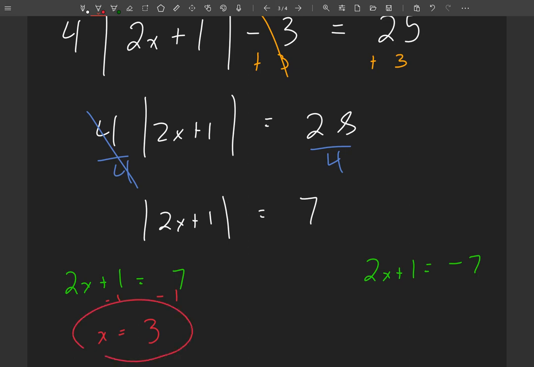All right, over here, let me go a little slower. If I subtract 1, I get 2x equals, that's negative 7 minus 1 is negative 8. And divide both sides by 2, I get a negative 4. All right? So, if you can do that, then you're doing great. All right? And that is how we solve absolute value equations.